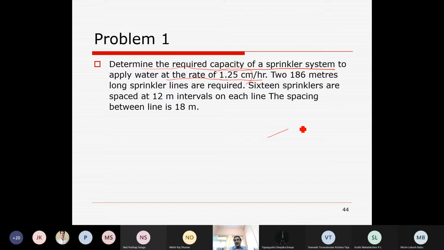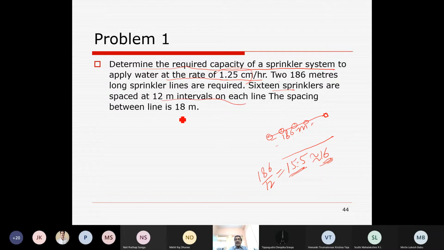186 meter long sprinkler lines like this are required to cover the field. 16 sprinklers are placed at 12 meter interval in each line. So 186 meter length and distance between each of the sprinklers is 12 meter. So 186 divided by 12, how much? So it is 16 sprinklers, that's why. So one will be at the last here. So 16 sprinklers are put in each of the lines to cover this whole area at 12 meter interval.